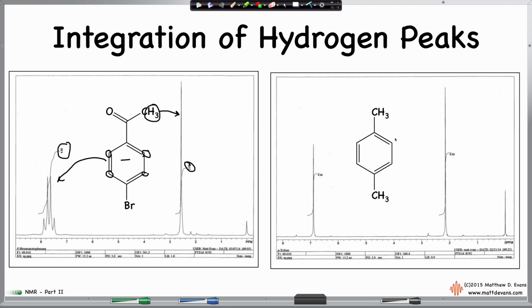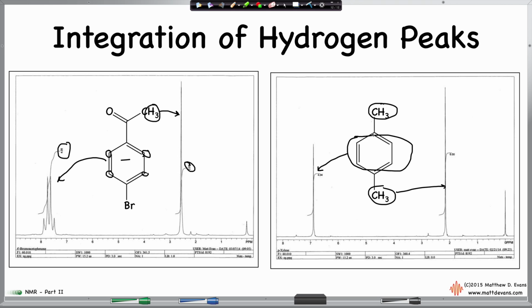Here's paraxylene. So paraxylene has 2 methyl groups, and they're both represented by this one signal. And the integration value is 6, of course, which means that there's 6 hydrogens represented. And the remaining 4 hydrogens are all chemically equivalent. They're all magnetically equivalent, and are represented by this signal right here. Okay, so that makes total sense. 6 plus 4 is 10 total hydrogens. That's exactly what we have in this molecule.